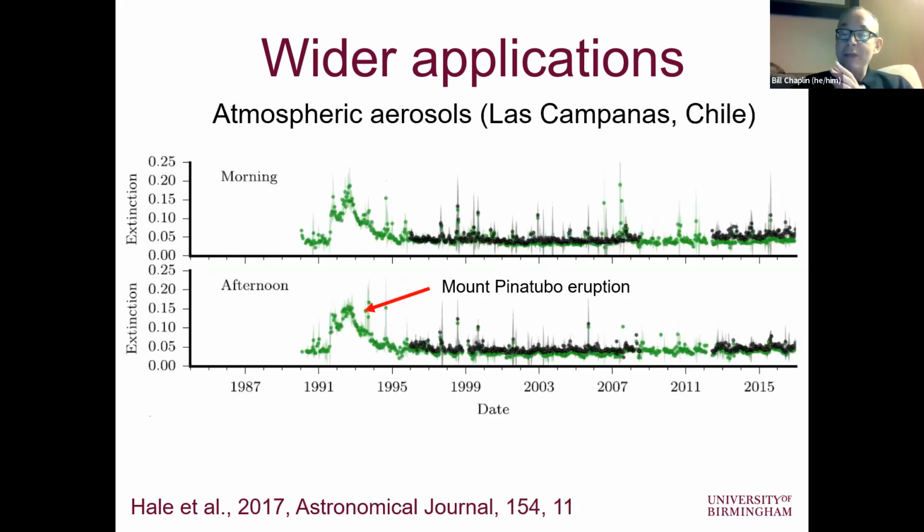Also, going back through the record, we can use these data to, for example, study properties of air particulates. So here's data where we've been able to measure extinction, splitting data into what we collect in the morning and the afternoon at our observatory in Las Campanas in Chile. Some of you may remember the Mount Pinatubo eruption in the early 1990s. Here we pick that up, and from the decay time you can get lots of really interesting information about the particulates that were ejected into the atmosphere as a result of that.